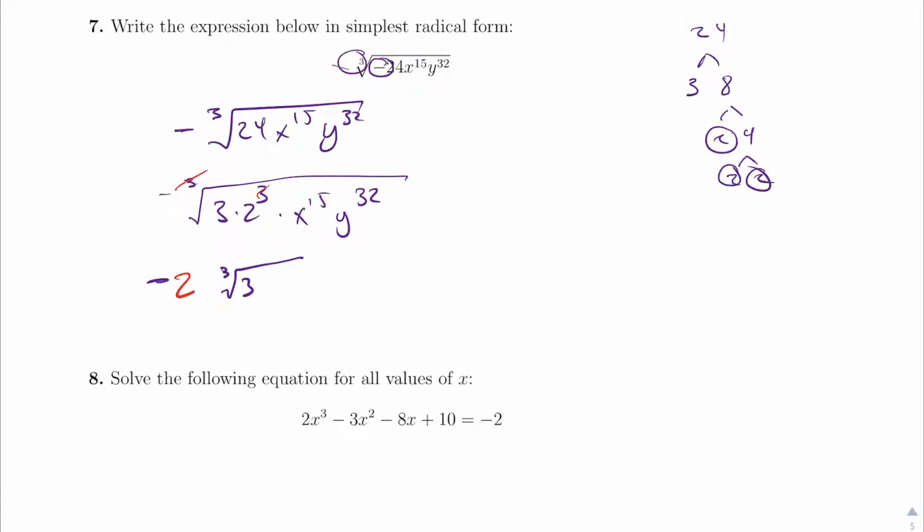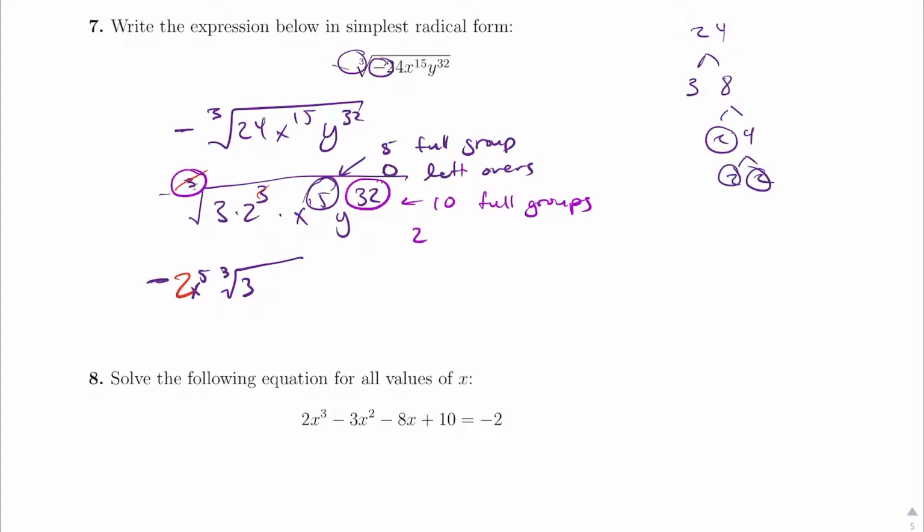The cube root of x to the 15th, well, how many full groups can you make with 15? Since we're trying to make groups of 3, this is 5 full groups with 0 leftovers. So we get x to the 5th outside. And for y to the 32nd, we're trying to make full groups of 3. So this is 10 full groups to give us 30 with 2 leftovers. So we get y to the 10th outside and y to the 2nd inside.